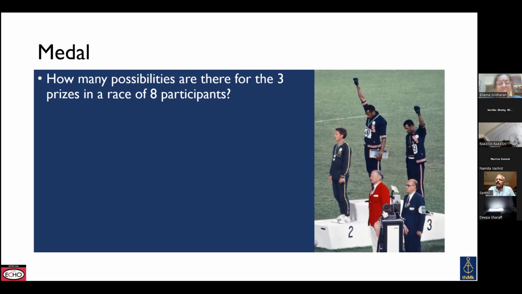And the question is, how many possibilities are there for the 3 podium prizes in a race where 8 participants are there?